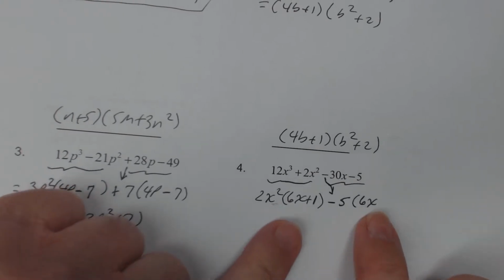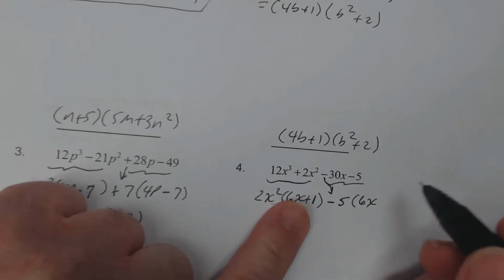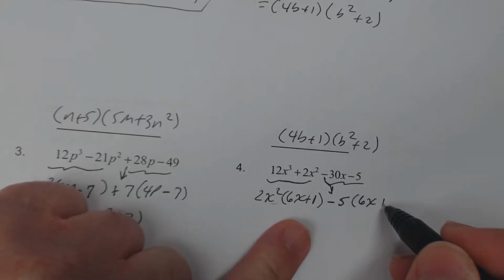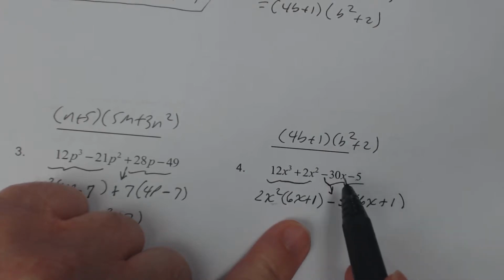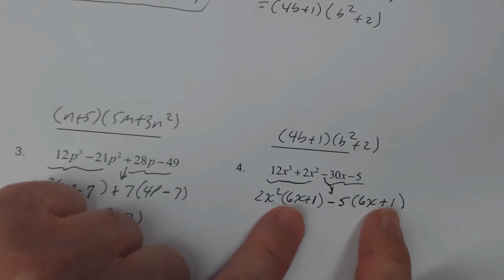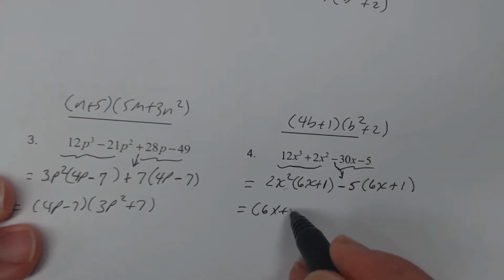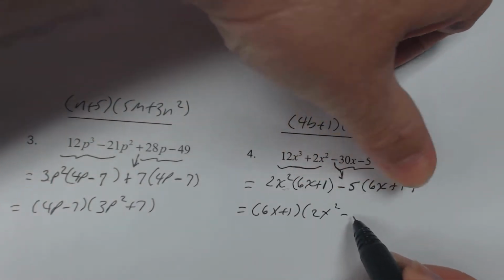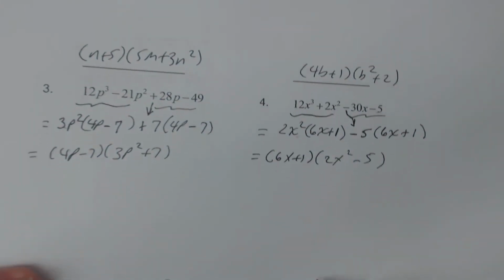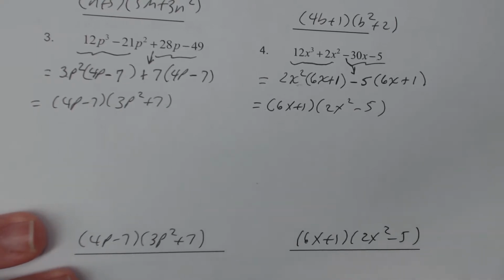And always check, because you really want this factor here to be the same as this factor. And then a negative 5 times a positive 1 is a negative 5. All right, so when you distribute the negative 5, you get negative 30x minus 5. And so now notice these two groups, they have a 6x plus 1 in common. So I can factor out a 6x plus 1. And I'm going to be left with 2x squared minus 5. All right, so that goes here. So 6x plus 1 times 2x squared minus 5.